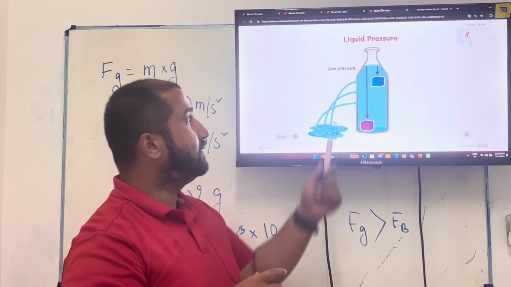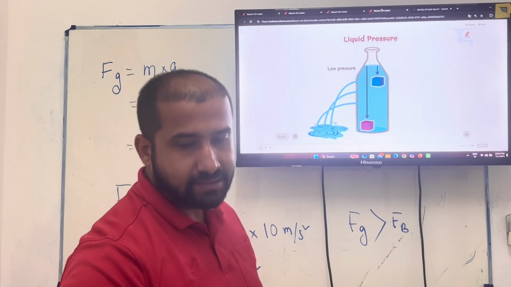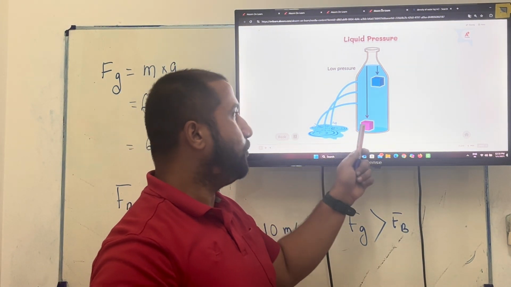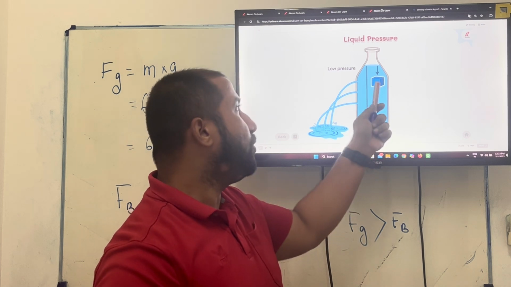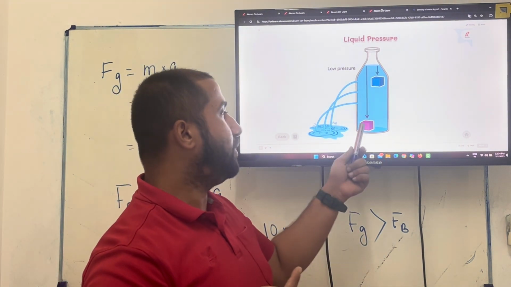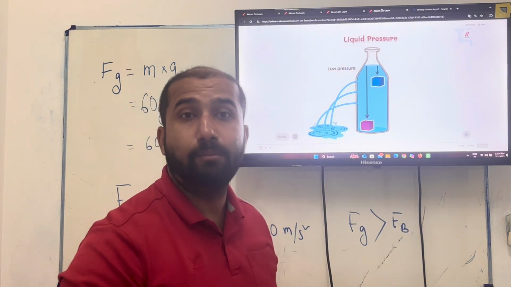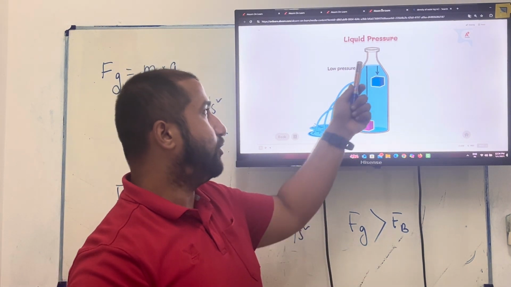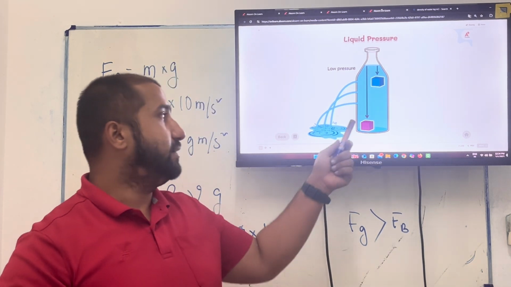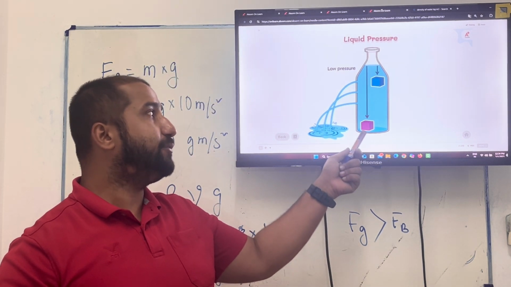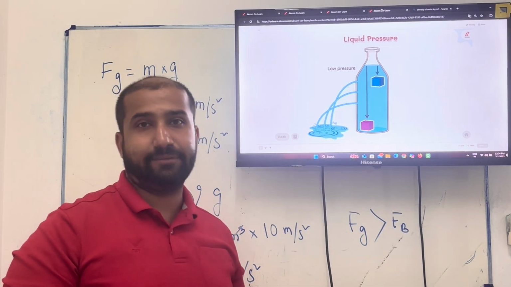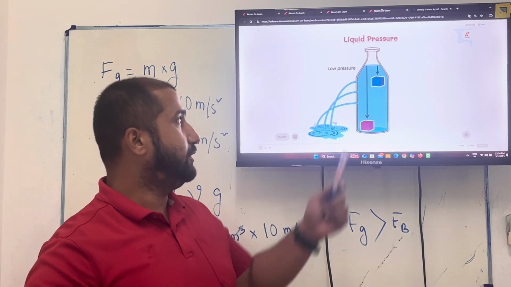Next, we have another example. Two cubes. One is a blue cube, one is a pink color cube. The blue color cube will experience less pressure and the pink color cube will experience more liquid pressure. Why? Because there is a difference in depth. The pink color cube has more depth, that means more liquid pressure. The blue color cube has less depth, so less liquid pressure.